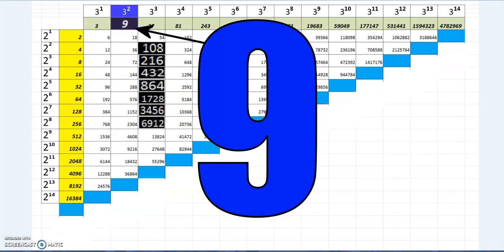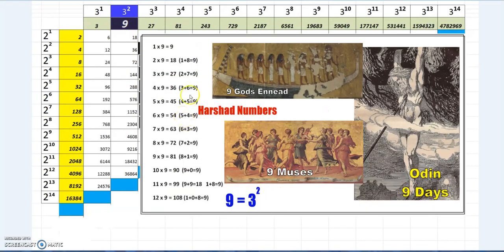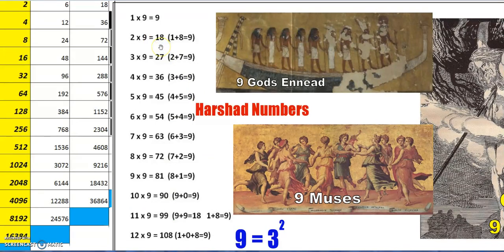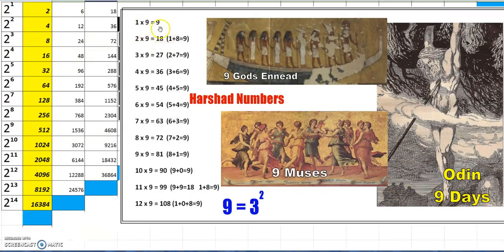Now 9, Harshad numbers are 9. So for instance, 1 times 9 is 9, 2 times 9 is 18, 1 plus 8 is 9, 3 times 9 is 27, 2 plus 7 is 9. Recreational number theory, but any multiplication of 9 will give you the digital root. We'll come back to 9. So for instance, 11 times 99, 9 plus 9 is 18, 1 plus 8 equals 9.